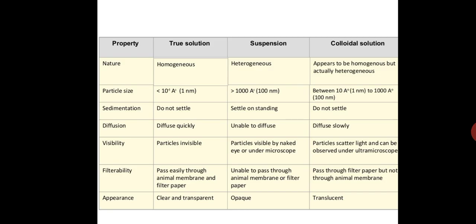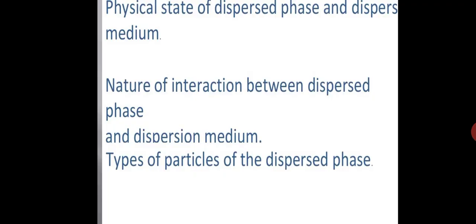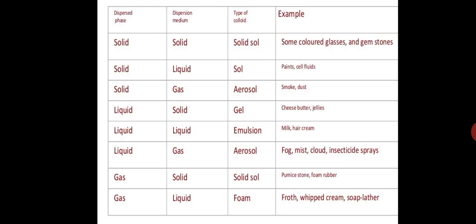Then transparent, opaque and translucent we have discussed. Now that is the physical state of dispersed phase and dispersion medium. I have already discussed with you the nature of interactions and the types of particles. Now based upon this classification of colloids, based upon the dispersed phase and dispersion medium, the colloids are of different types. You can see this particular chart. So here I am discussing the classification of colloids based upon the physical state of dispersed phase and dispersion medium.